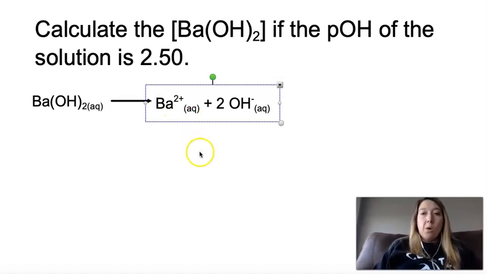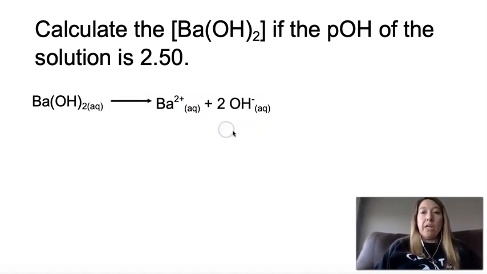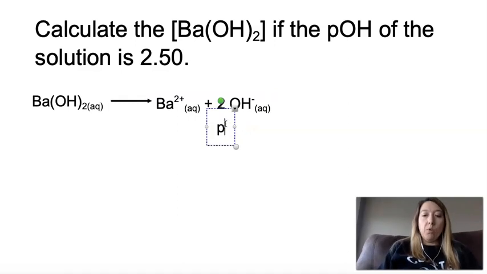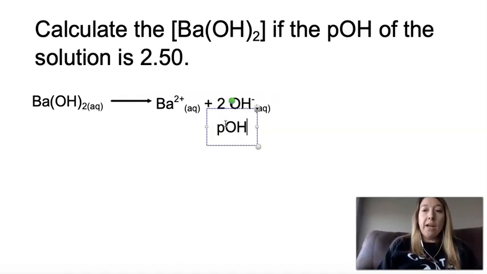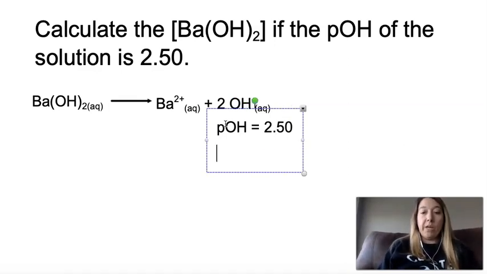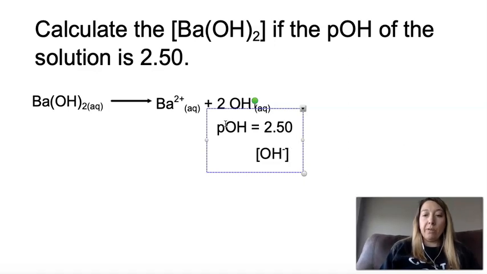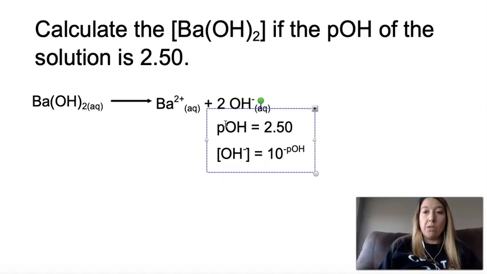Okay, so what we know right now is the pOH. That pOH is associated with the hydroxide ion. We know that the pOH is 2.50. So what we can calculate from the pOH is the concentration of that hydroxide ion. The concentration of hydroxide, if we think about the equation that we've learned, is 10 to the negative pOH. And we know what the pOH is.